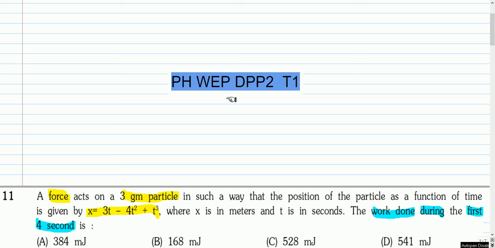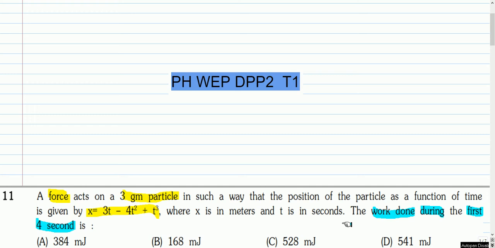In this video, I will discuss some work, energy and power problems. This is the first question. A force acts on a 3 gram particle in such a way that the position of the particle as a function of time is given by x equal to 3t minus 4t square plus t cube, where x is in meters and t is in seconds.